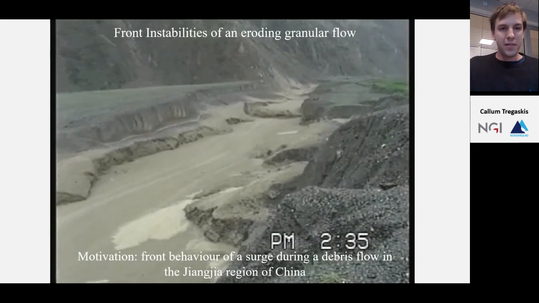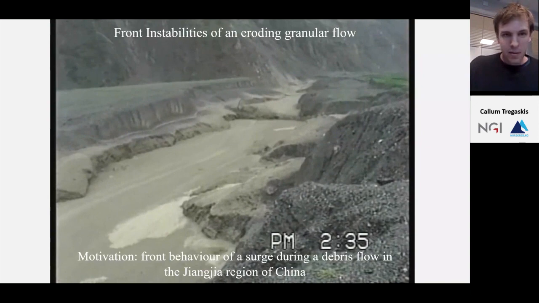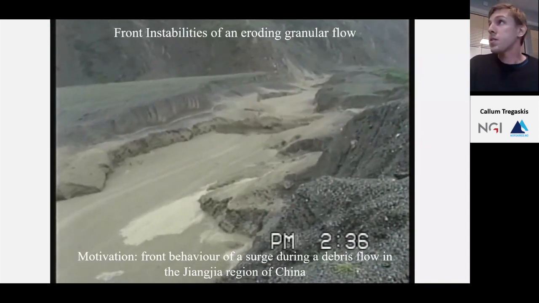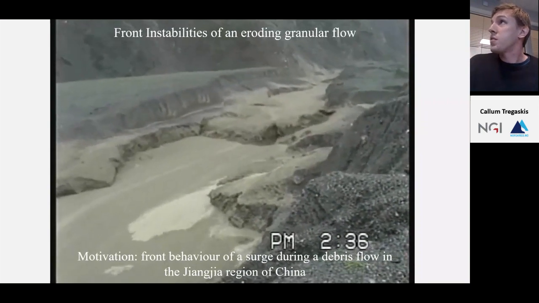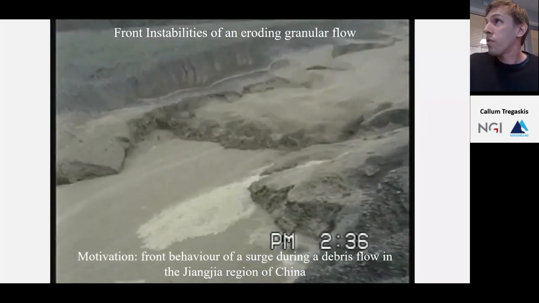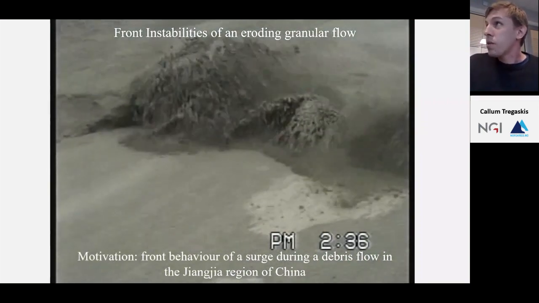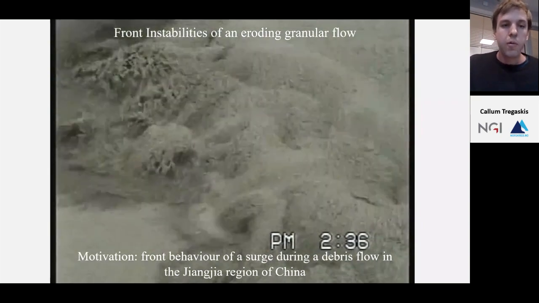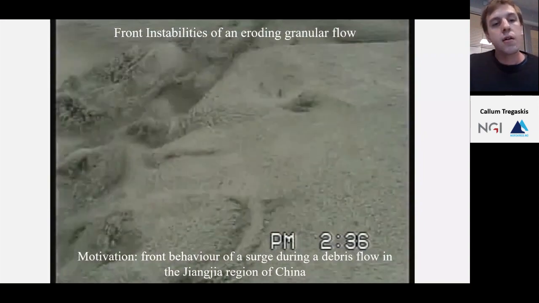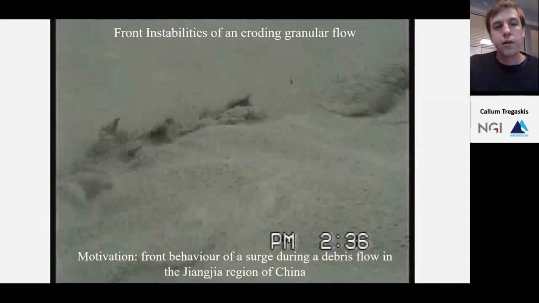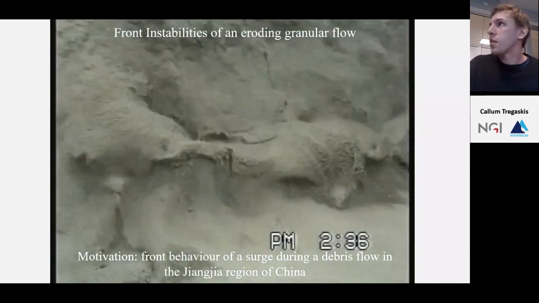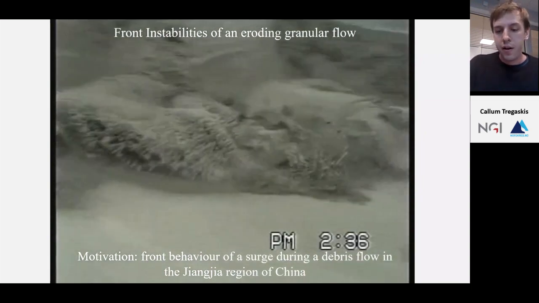So that was one project that we looked at, and then I'm going to talk a bit about the other ones. So this one is to do with front instabilities of an eroding granular flow. And if we look at this debris flow from Shaanxi during a surge, what we find is that there's sort of instabilities that are localized just to the front of the avalanche. So here we're sort of seeing a swirling that's just completely local, just there.